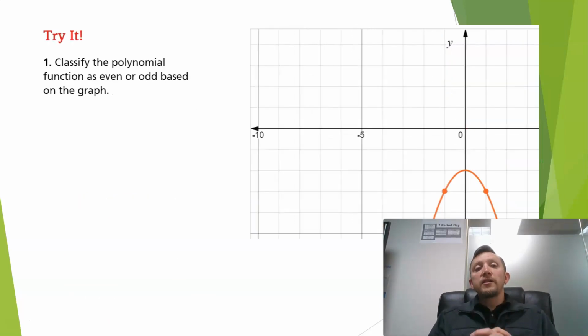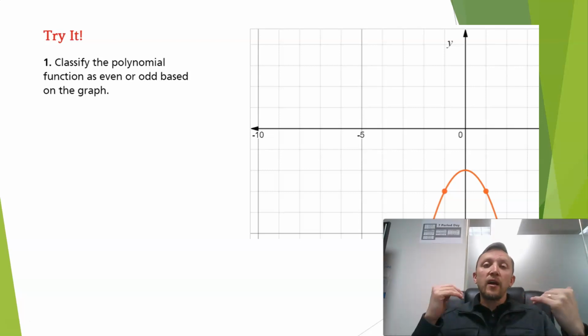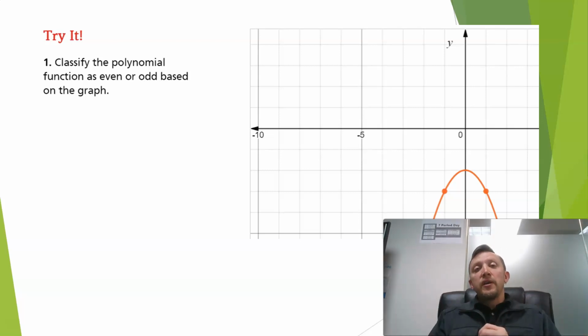Okay, now I want you to try this one. So classify this polynomial function as even or odd, again, based on the graph. So I want you to see if you can figure out which one. So go ahead, it doesn't take long, but pause the video if you need to, and hit play when you're ready to check to see if you did it correctly.